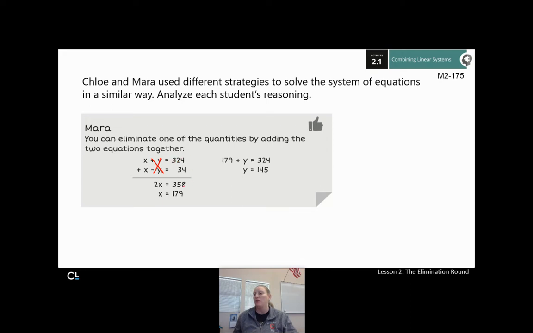324 plus 34 is 358. She divided both sides by 2 and found out that sure enough, there were 179 female members. So she took that number, she plugged it in for X plus Y equals 324. So 179 plus Y equals 324, and subtract 179. And she found out that there were 145 male members, which is what Chloe got as well. But it's a very different technique.